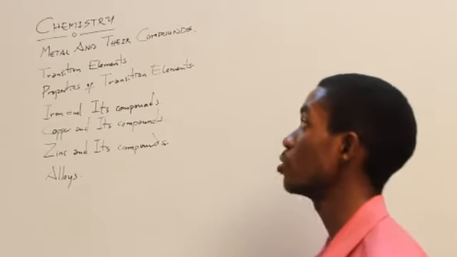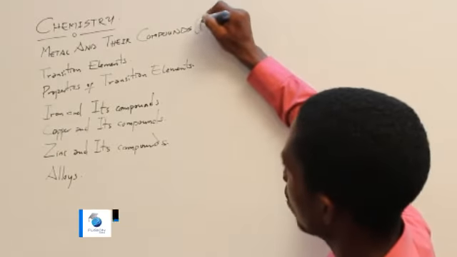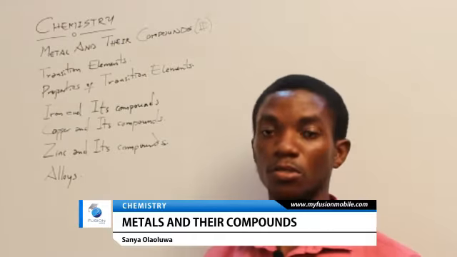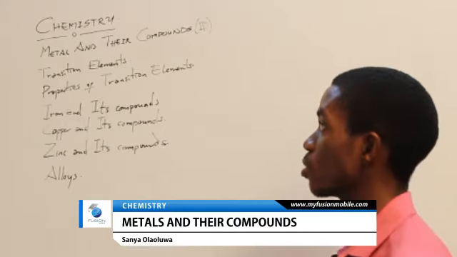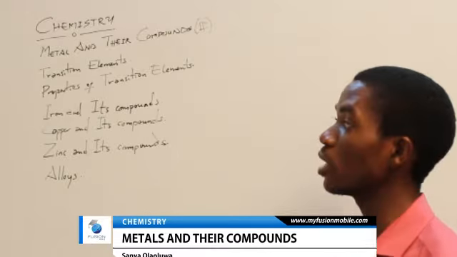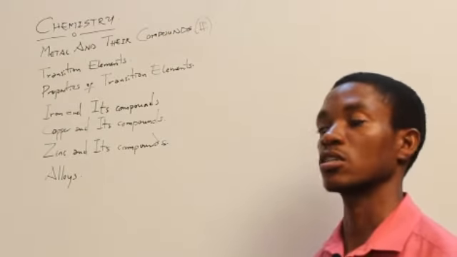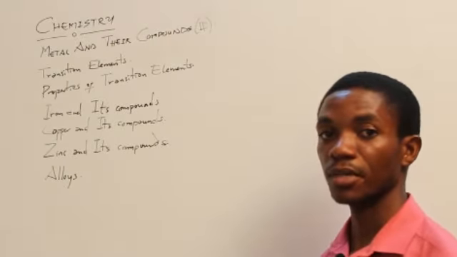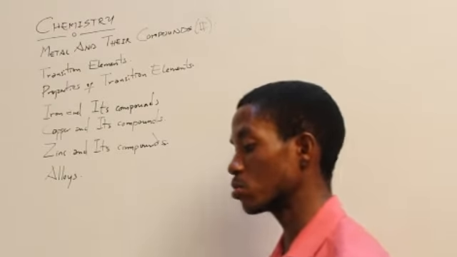In this particular lesson, we'll be looking at metals and their compounds, part 2. This one will look at transition elements. We'll consider the properties of transition elements. Then we'll talk about iron and its compounds, copper and its compounds, zinc and its compounds, and then we'll consider alloys. Alright, let's begin. When we say transition elements, what comes to mind?